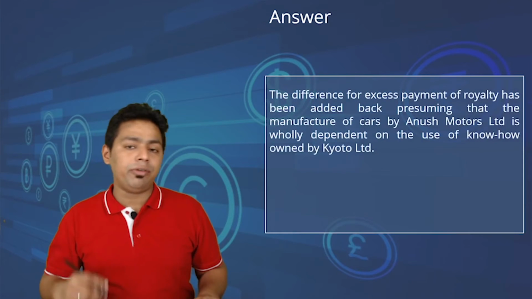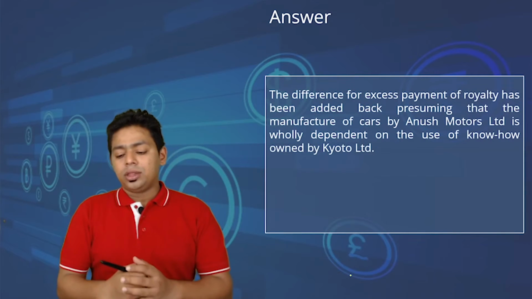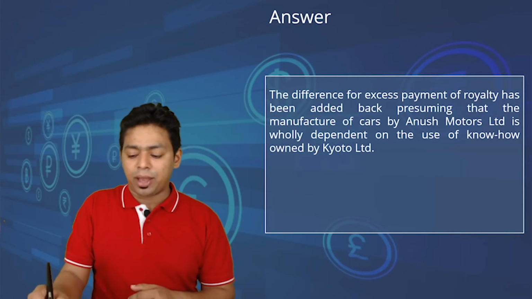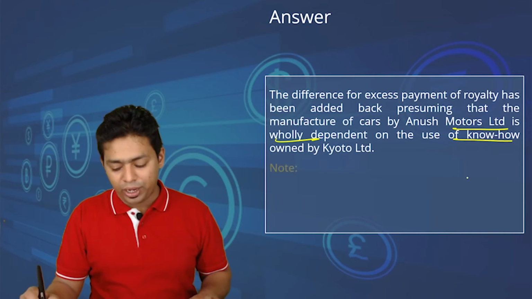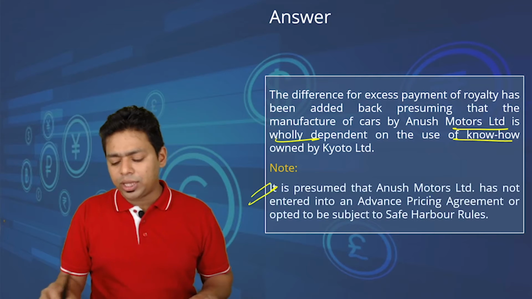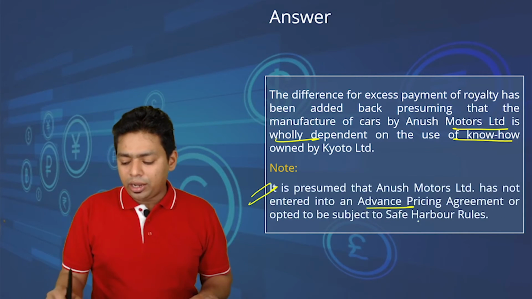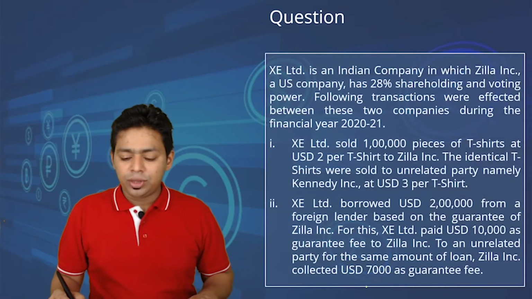If the assessee agrees, he can go and file an appeal, or he can go for DRP. The difference of the excess payment of royalty has been added back, presuming that the manufacturing of the car of Anush Limited is wholly dependent on the use of technical know-how owned by it. And this is the second assumption, that Anush Limited does not have an advanced pricing arrangement, and it has not opted for safe harbor rules. Next question.